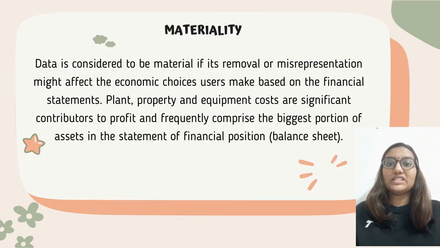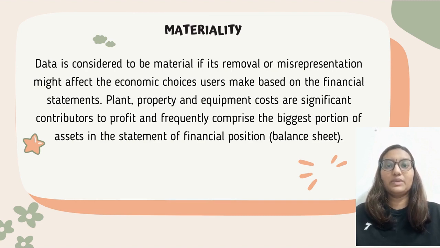The first point is materiality. Plant, property and equipment costs are significant contributors to profit and frequently comprise the biggest portion of assets in the statement of financial position.